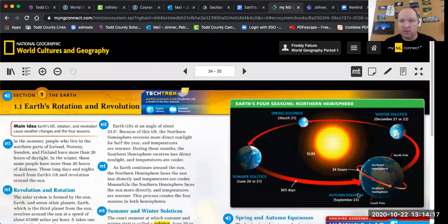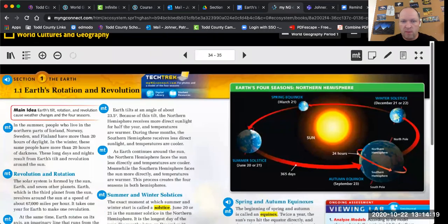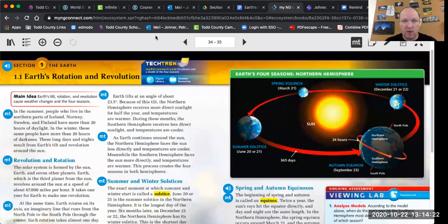We're finally in chapter 2, so pages 34 and 35. Remember, all you gotta do is just type it into this right here and it'll get you there.